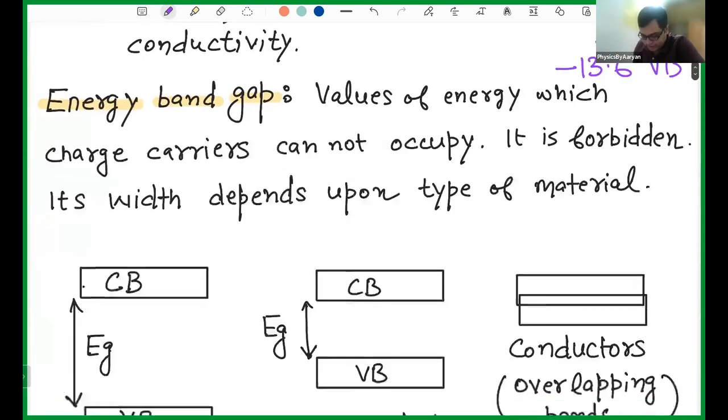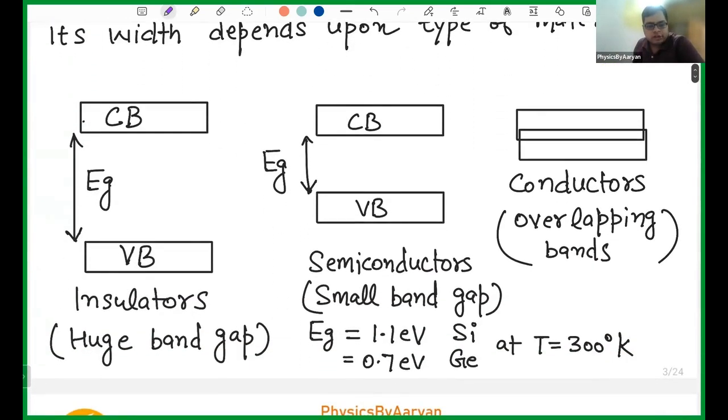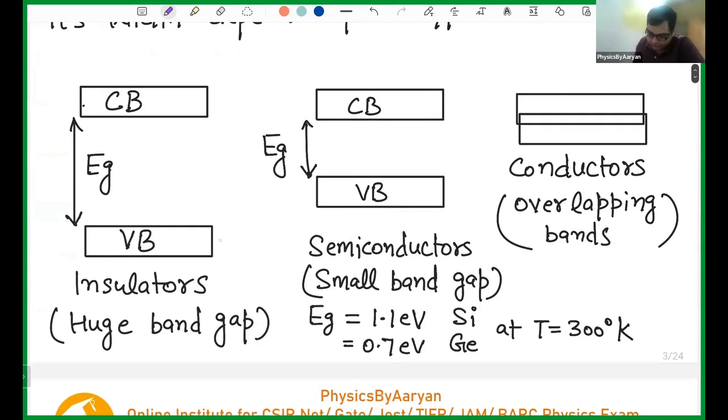So now let's look at the diagrams. For an insulator, between the valence band and the conduction band, there is a huge band gap. It means you need a very high energy to free your electron. An insulator has so many electrons, but you need a lot of energy to free them. You don't usually have such energy available, and that is why your insulators do not have free electrons, and as a result, your insulator is a bad conductor of electricity.